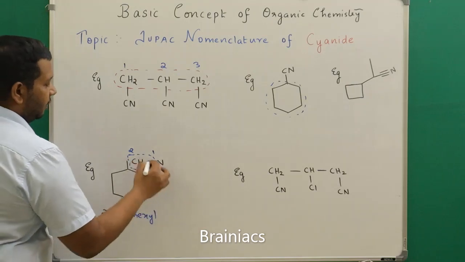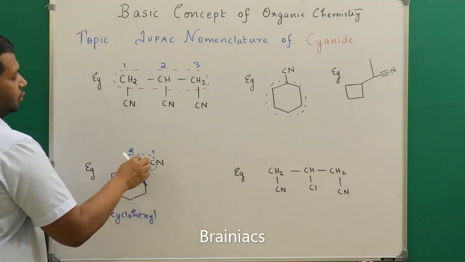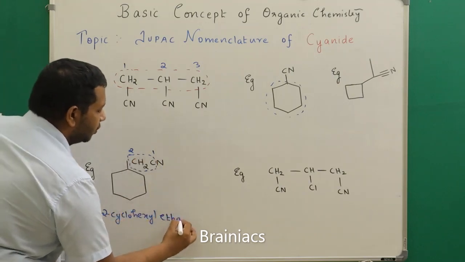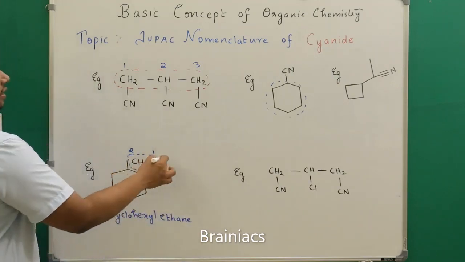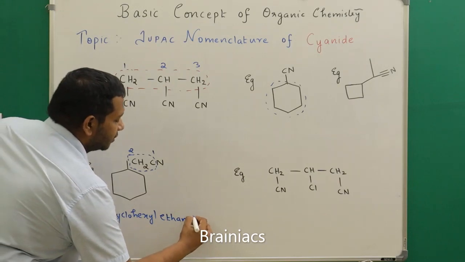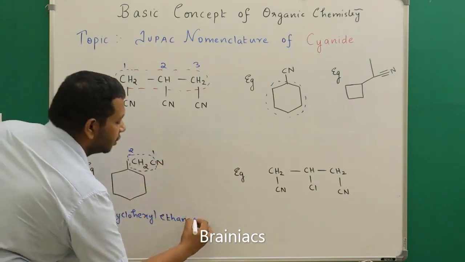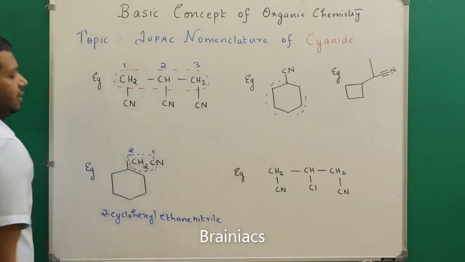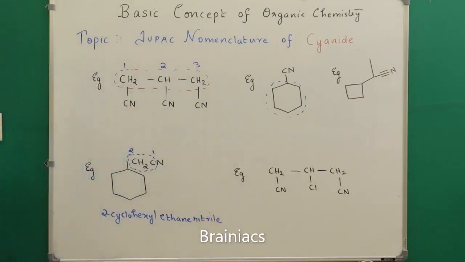Tell me the word root for 2 carbon atoms. So we use the term eth, and these are connected through a single bond, so we use ethane. Then the functional group is cyanide. Since the carbon atom is included, we use the term nitrile. Ethane nitrile. Understood? So I hope it is clear for you.